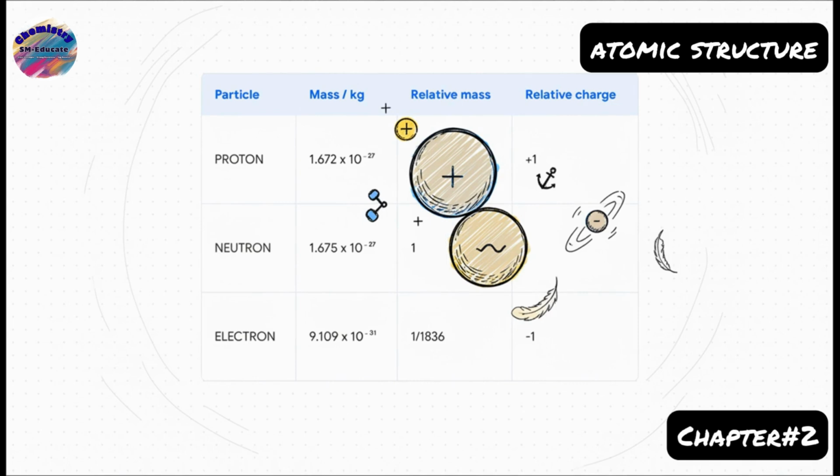But here's the really important part. Look at the mass. Protons and neutrons are the heavyweights, right? They make up the atom's dense core. And the electron, by comparison, is a total featherweight. We're talking over 1,800 times lighter. It's barely there in terms of mass.